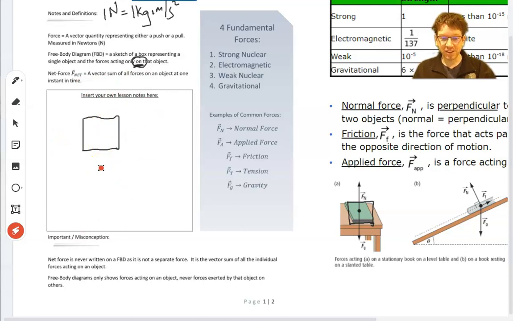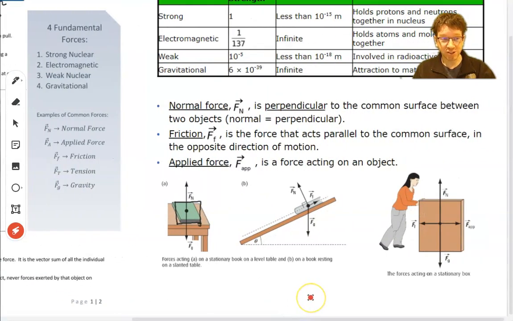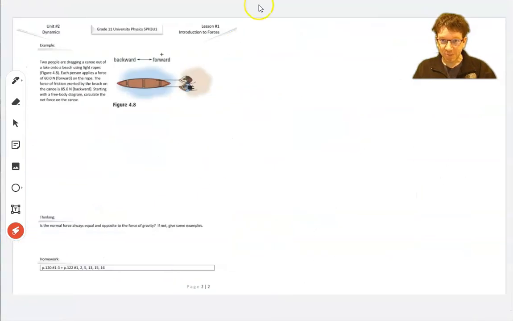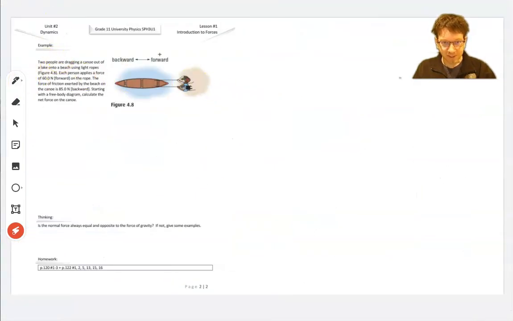Now you never draw the net force on a free body diagram, because the free body diagram shows the individual forces that act on the object, not the sum of them. So once you have a free body diagram, then what you could do is look at all those individual forces and add them all together. And that would be your net force. So let's go look at our example problem because it's going to deal with net force.